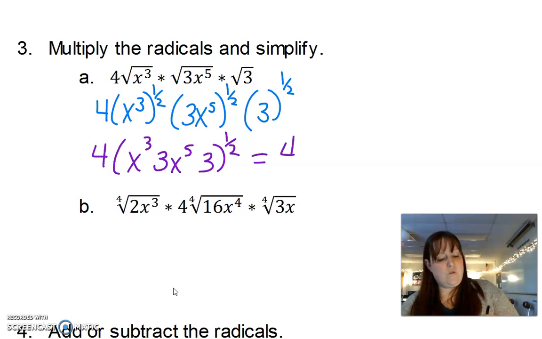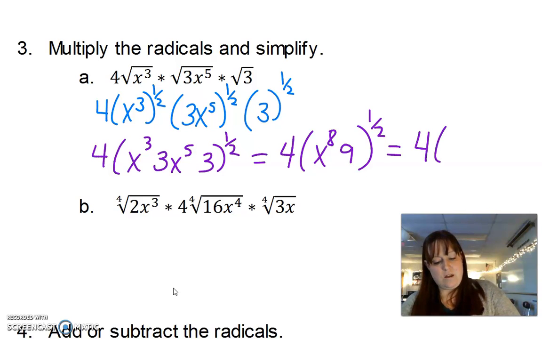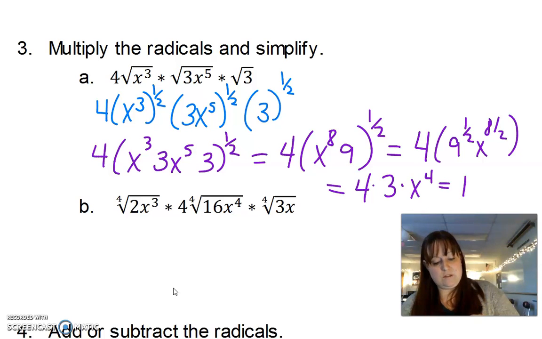And that is 4 times x to the 8th times 9 to the 1/2. Oh, and now this is really easy, right? So this is 4, 9 to the 1/2, x to the 8/2, which is 4 times what's 9 to the 1/2? Well, that's 3. x to the 8/2 is x to the 4th, so that is 12x to the 4th.